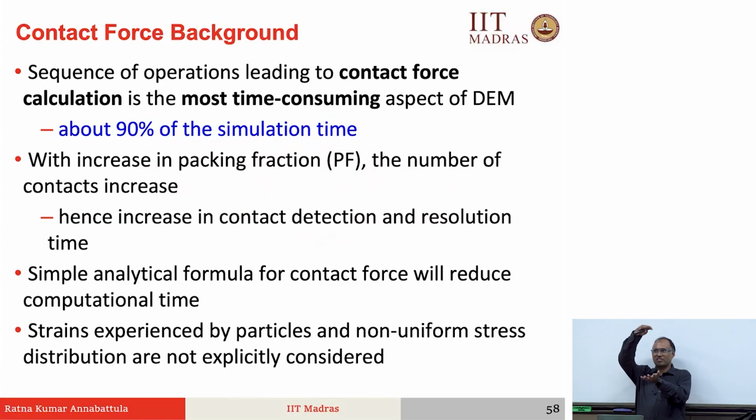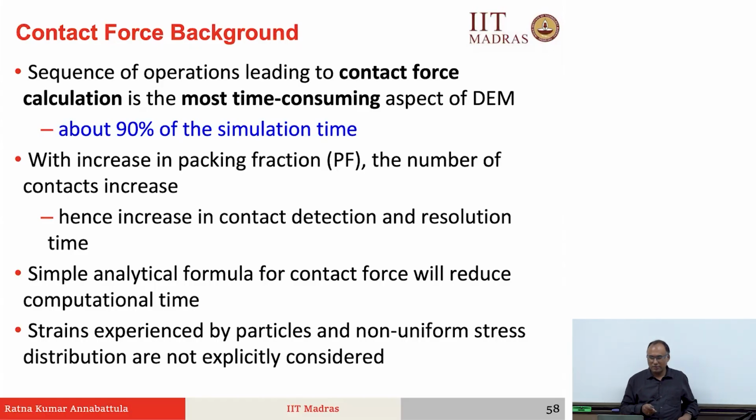So when your granular assembly is coming closer and closer, the number of contacts that a particle makes with others will increase, and hence your detection requires you to identify those many contacts and then compute the contact forces, right? If you have a simple analytical formula to calculate the contact force, that will reduce the time. But if the formula itself requires you to solve some equation, then imagine how many equations you need to solve every time.